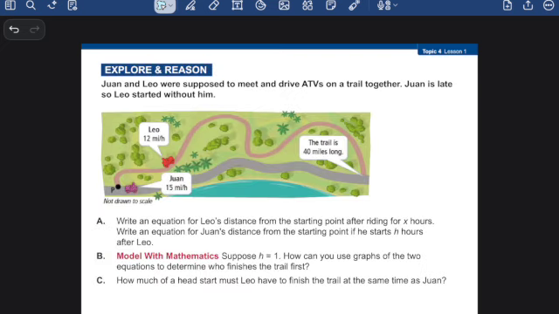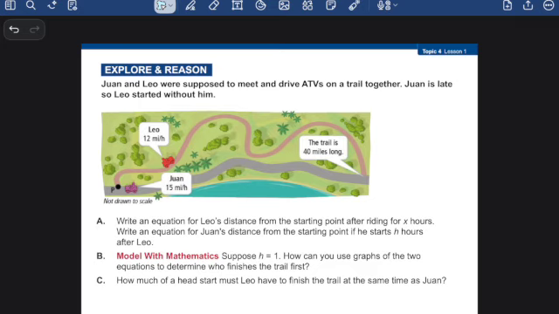For the explore and reason, we have Juan and Leo meeting and driving their ATVs on this trail. Juan is late, so Leo started without him. And you can see their speeds given. Leo is riding at a speed of 12 miles per hour, and Juan is riding at a speed of 15 miles per hour, and the trail is 40 miles long.